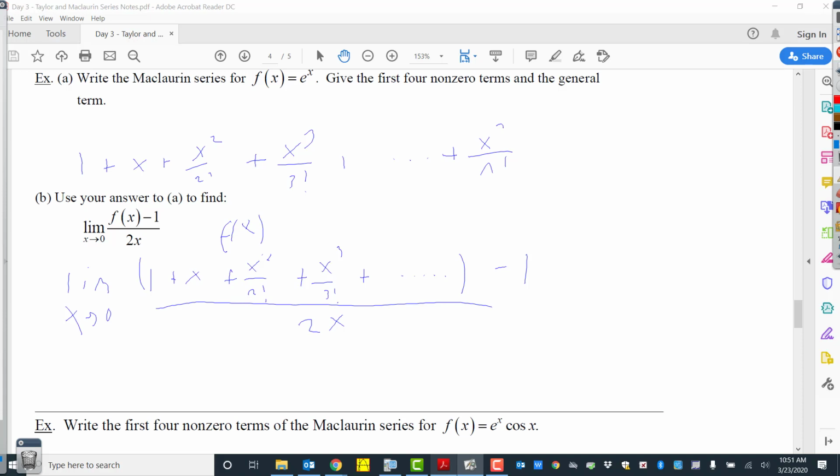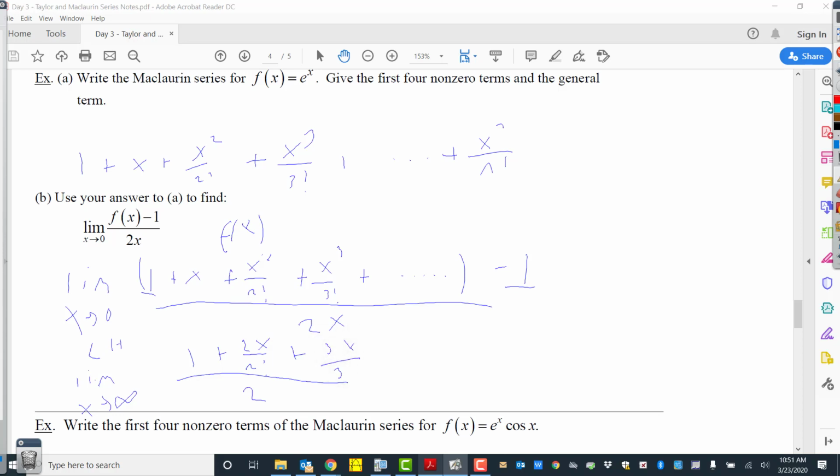Now, this is where things get a little interesting. If we look at it, we end up with this one and this one canceling out, and so we can't just plug in 0. If we plug in 0, we end up with 0 on the top and 0 on the bottom. So we're going to have to do L'Hopital's. Okay? And so now, when we do L'Hopital's rule, we have the limit as x approaches 0 of, and we end up with just 2 on the bottom, and on top, this becomes 1, this becomes 2x over 2 factorial. We could simplify that, but we'll see in a second that it's not going to matter.